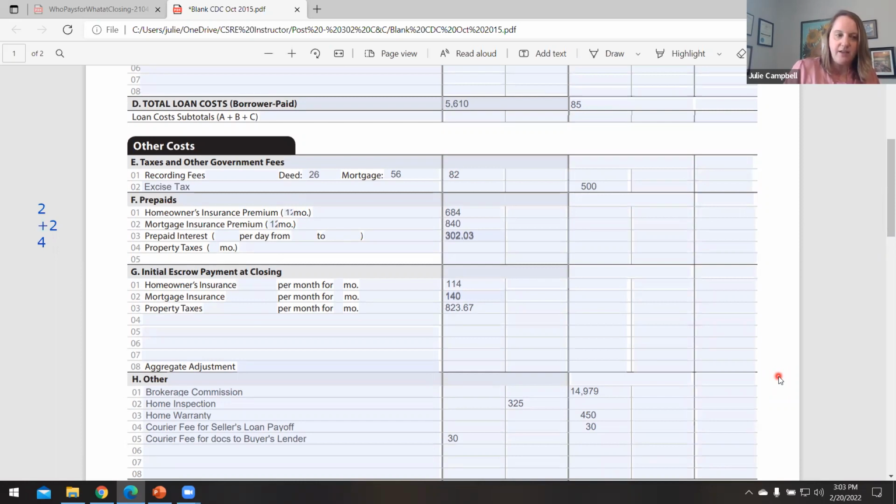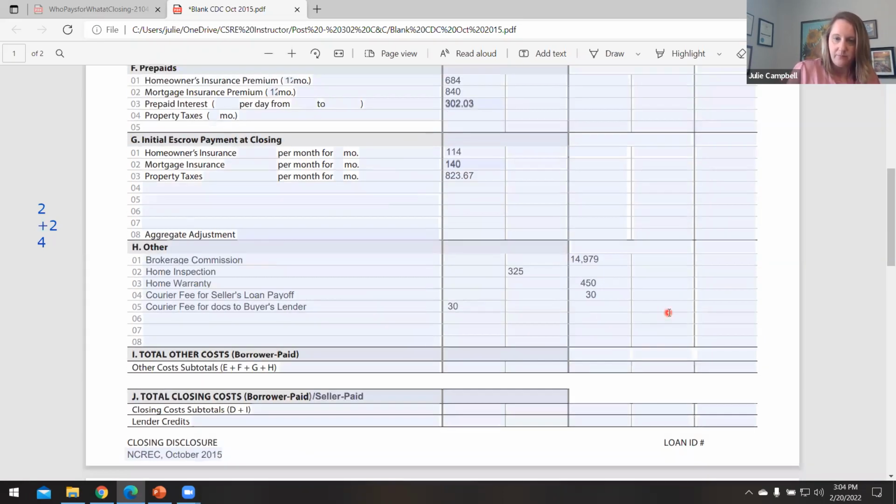So if you just add $82 plus 684, 840, 302.03, 114, 140, 823.67, and $30. So I add the buyer's E plus F plus G plus H, and I get $3,015.70.